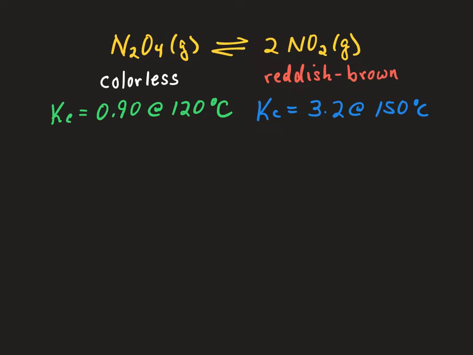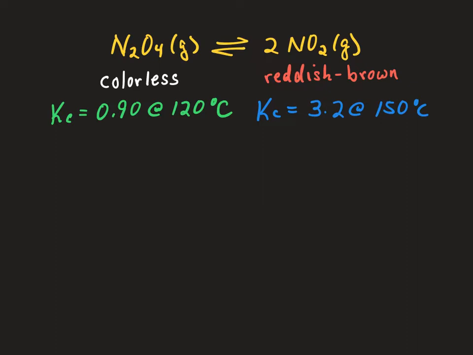Right here we have our reaction, and we have two different equilibrium constants. We notice at the higher temperature, our equilibrium constant is larger, which means at the higher temperature we're moving a little farther toward products. So we have a little more products on the product side and a little less on the reactant side at the higher temperature. Now what is going to happen to the equilibrium if we make some changes?